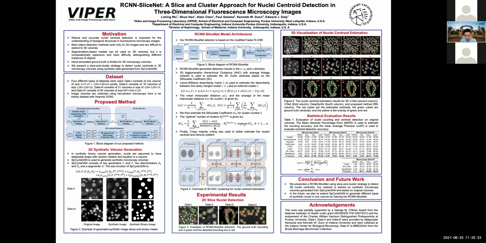For the experimental results, we can see in figure 5 some example detections from RNN-SliceNet on several slices of the 4 different data. Figure 6 shows a 3D visualization of nuclear centroid estimation. We compared with several different deep learning based or segmentation based models, like 3D UNet, VNet, and DeepSense.